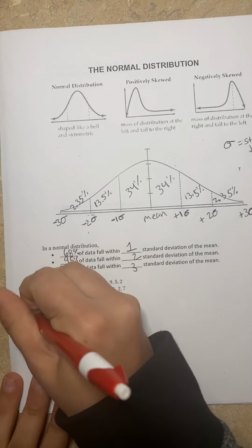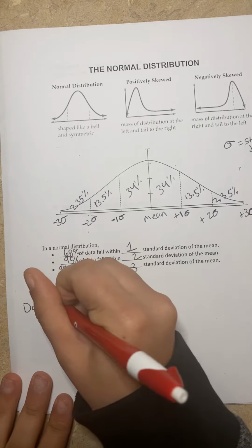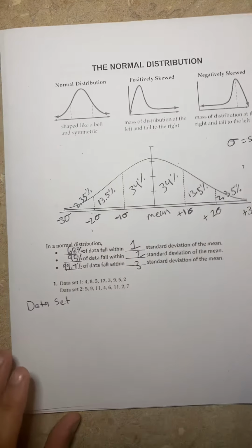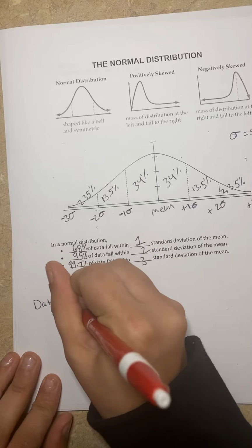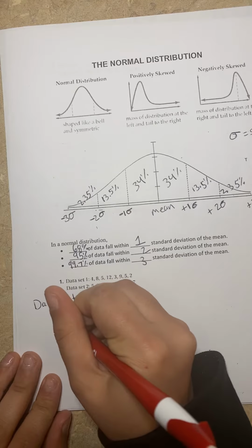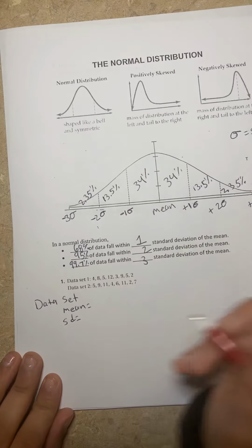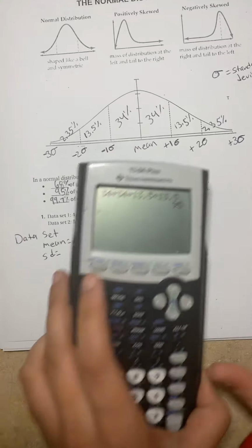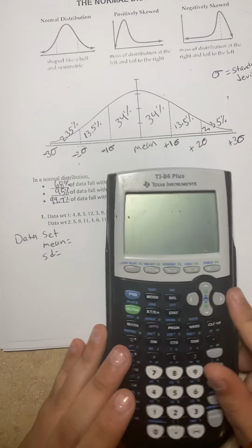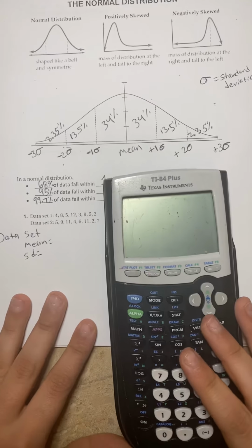So looking at my data set 1, whenever you do that, the first thing you need to be able to find is your mean and your standard deviation. I'm gonna put SD for standard deviation. We need to know what those two numbers are so we can create our curve. And I taught you how to find this, and I'm gonna go over it again, okay?